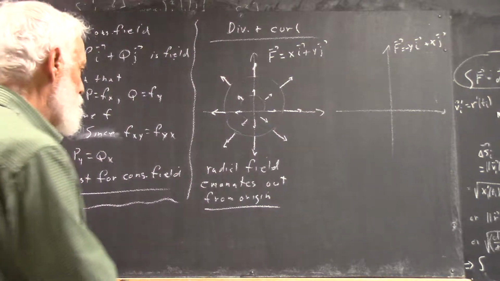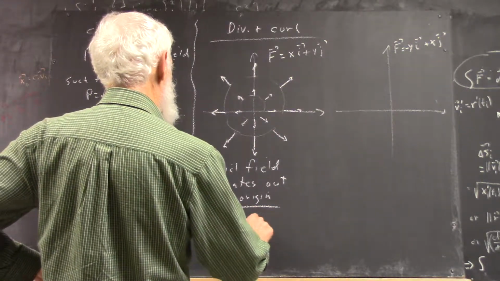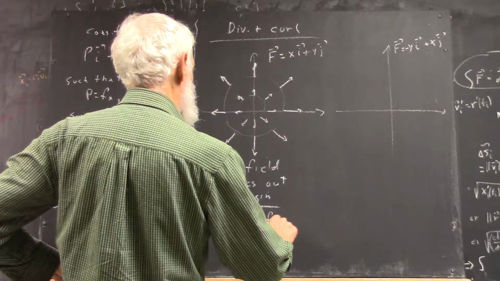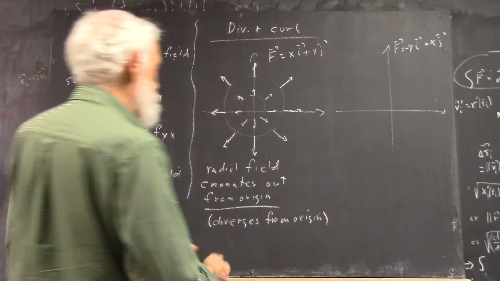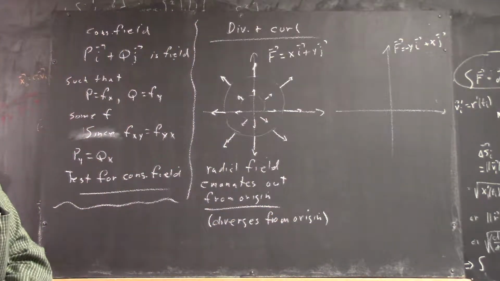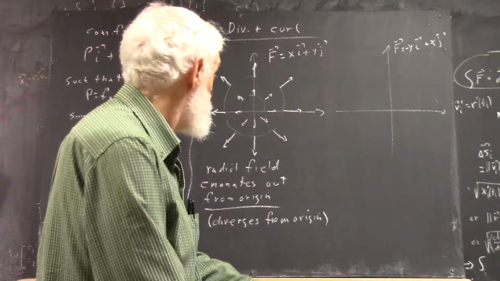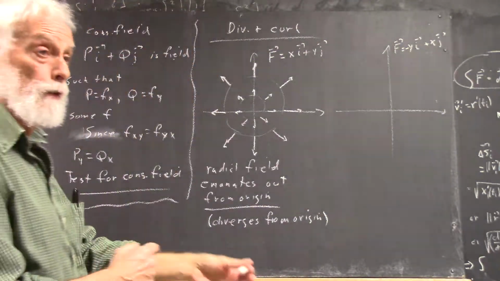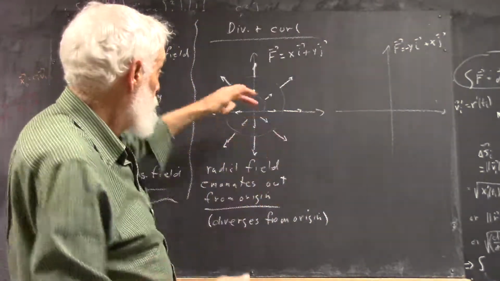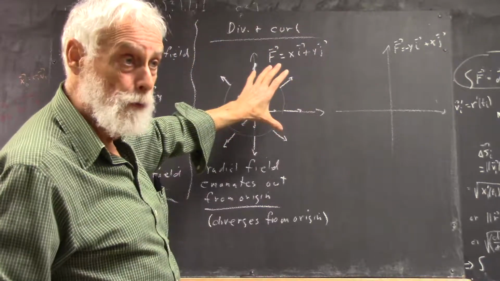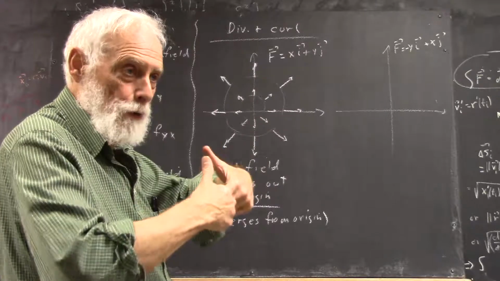So it diverges from the origin. Okay? Starts here and diverges out. And it's much like a gravitational field. Gravitational field, of course, would be inward, and it would get smaller as you go out, but it would still be radial. And it has a negative divergence from the origin.